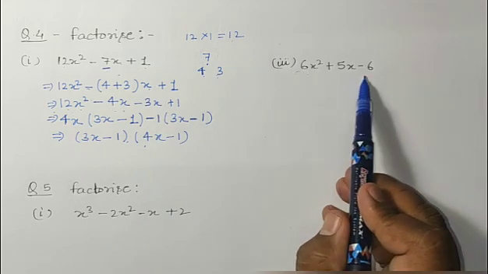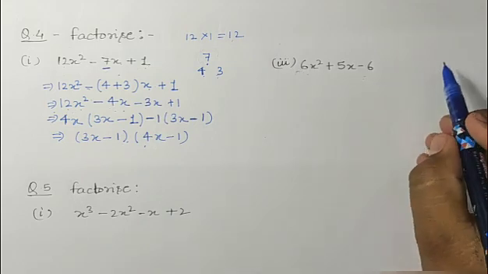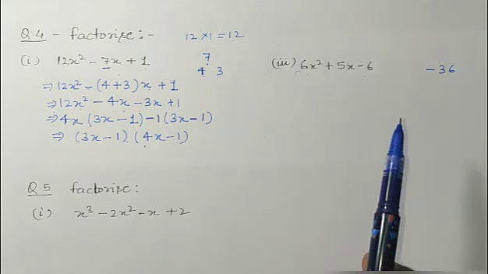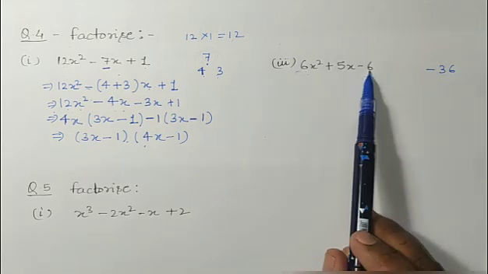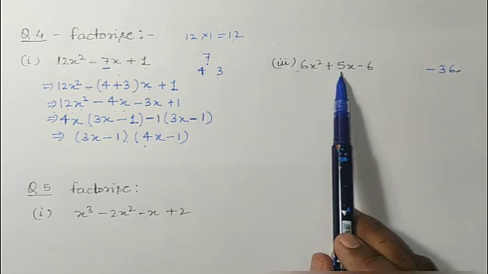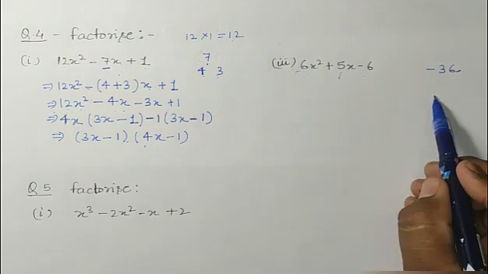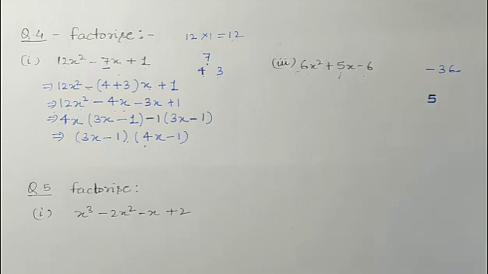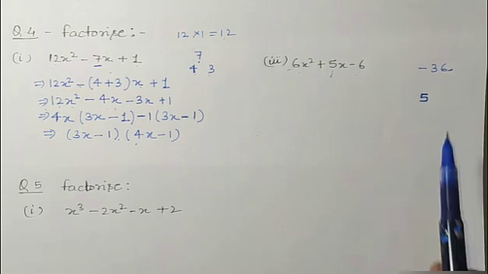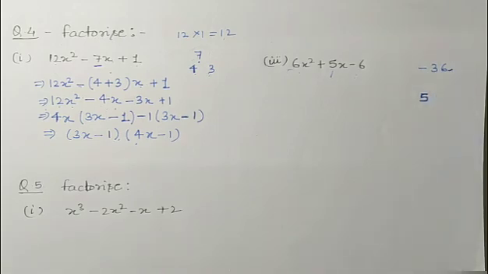Firstly, multiply the first and last: 6 into minus 6, the product should be minus 36. You will take care of the sign also. 6 into minus 6, minus 36 should be the product. Now you will split this 5. Think about two numbers whose sum or difference should be 5 and whose product should be minus 36.